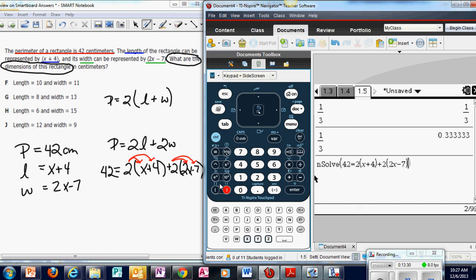Now there's a big set of parentheses around everything. The last thing you need to do is ask yourself, what am I solving for? And we're solving for x, so I put comma x. Hit enter, and you're done.